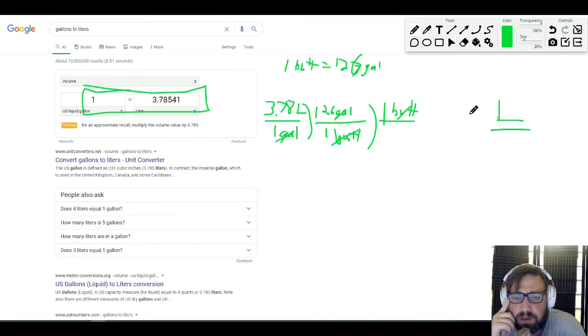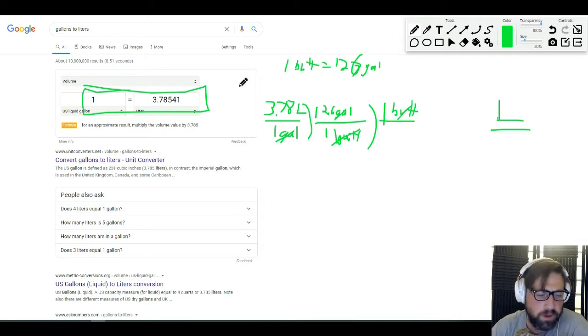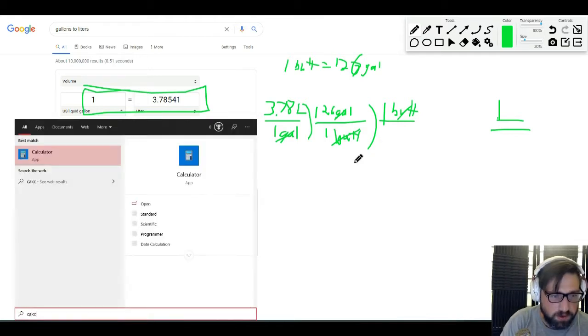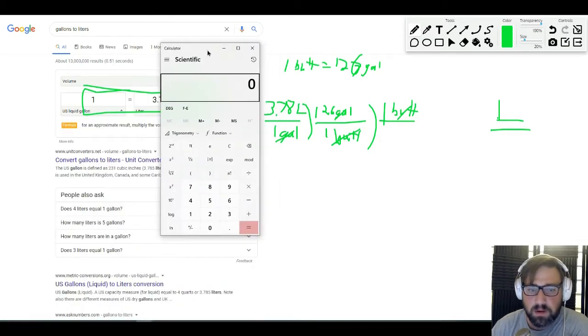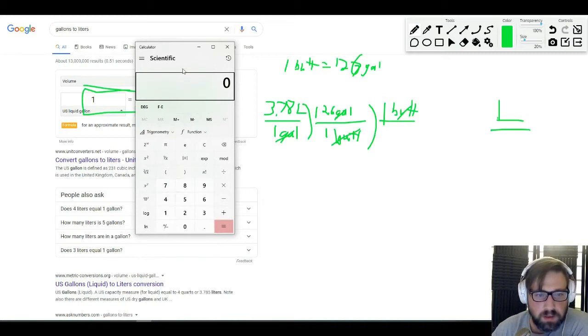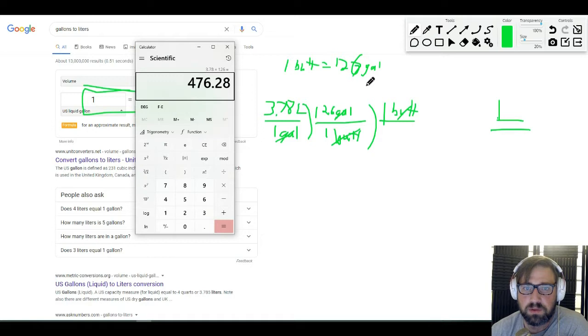It's going to be around, what, 400 and something, 480, 460, somewhere in there. I guess I can just calculate it. It's not going to be that hard. All right. 3.78 times 126. Yeah, 476.28. Now we have to ask ourselves, how many sig figs are we going to use?